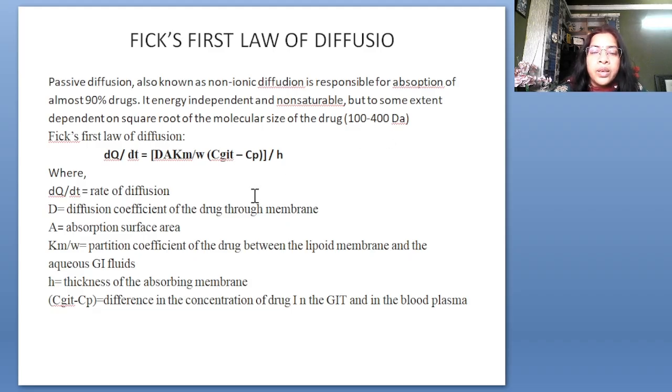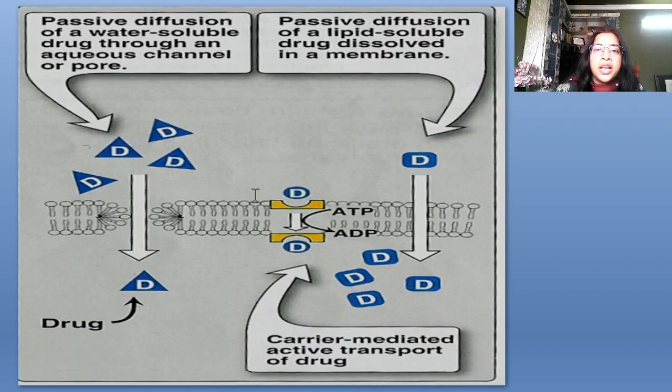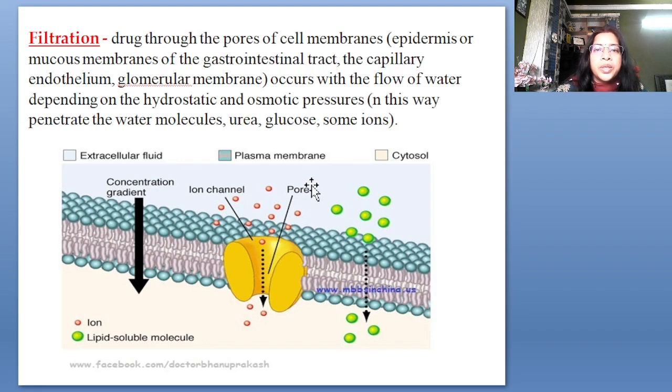So what is Fick's law? Here dq by dt is equal to D A Kmw multiplied by the concentration difference CGIT minus Cp, all divided by H. dq by dt is the rate of diffusion, D is the diffusion coefficient of the drug through the membrane, A is the absorption surface area, Kmw is the partition coefficient of the drug between the lipoidal membrane and the aqueous GI fluids, H is the thickness of the absorbing membrane, and CGIT minus Cp is the difference in the concentration of drug in GIT and in blood plasma.